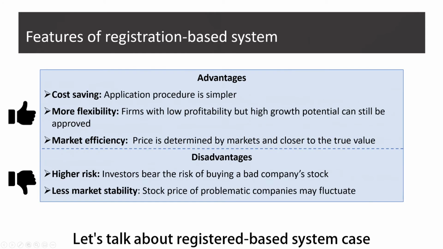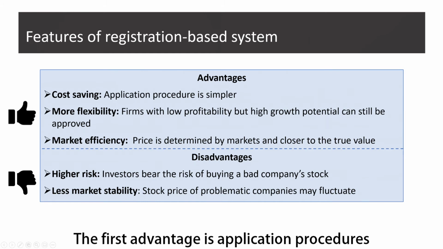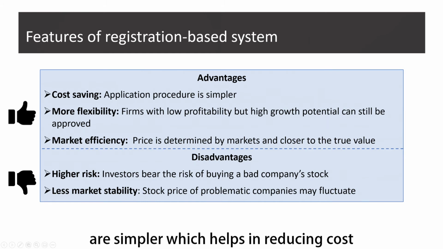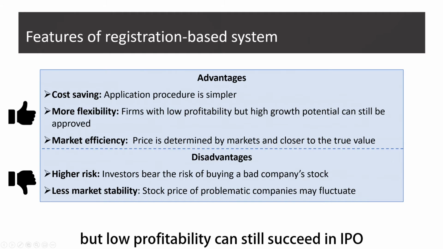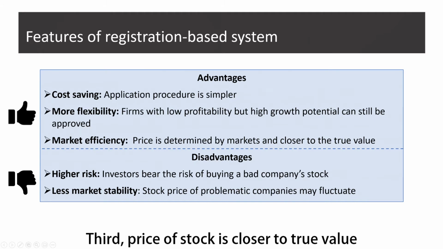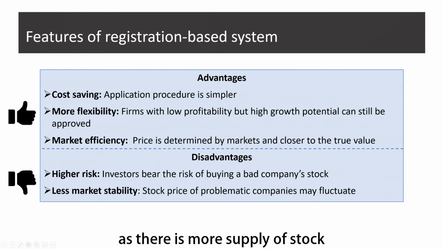Let's talk about the registration-based system case. The first advantage is application procedures are simpler, which helps in reducing cost. Second, the firms with high potential but low profitability can still succeed in IPO. Third, the price of stock is closer to true value as there is more supply of stock.